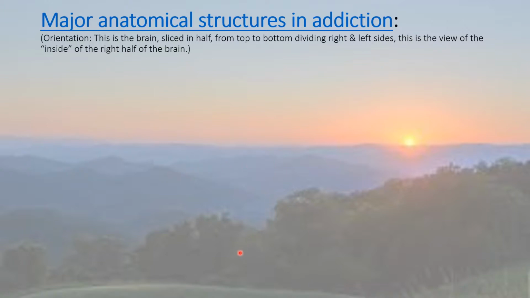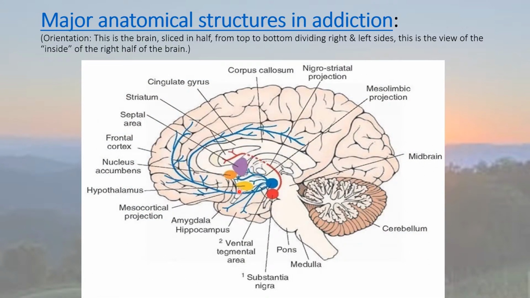The ventral tegmental area is right in here. The hippocampus right there. The amygdala is the center of emotions. Mesocortical projections. Meso basically means middle, or from the very central portion of the brain. Cortical means up to the cerebral cortex. Hypothalamus is located right here.